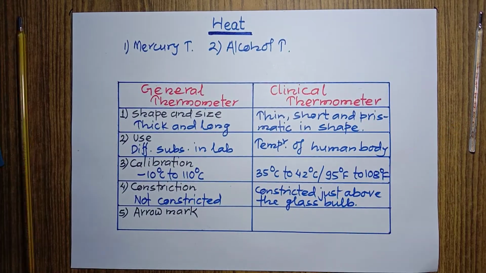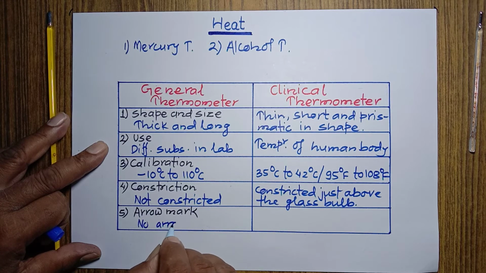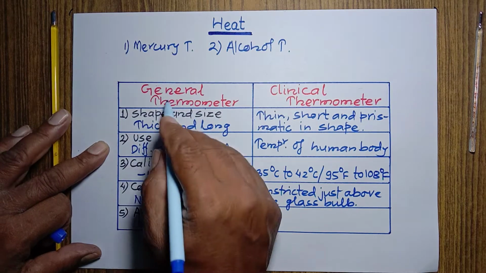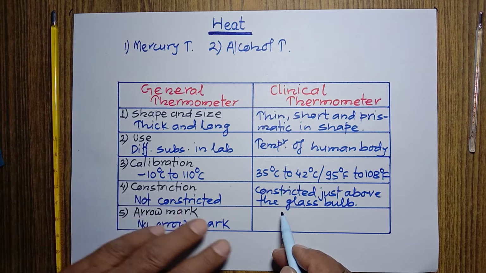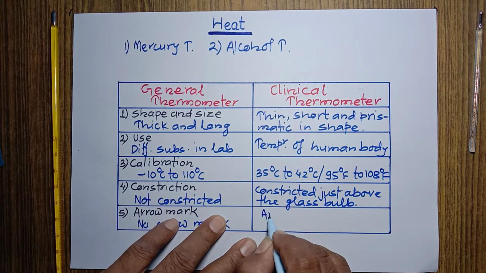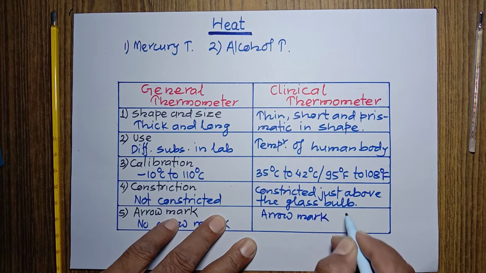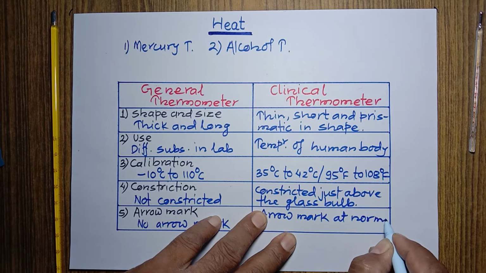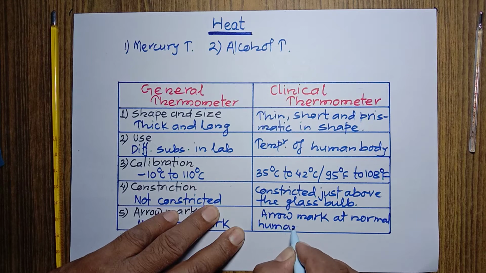Now what can we say about this? There is no arrow mark. No arrow mark. There is no arrow mark on the surface, the stem of the general thermometer, but in the clinical thermometer there is an arrow mark on the stem at normal human body temperature.